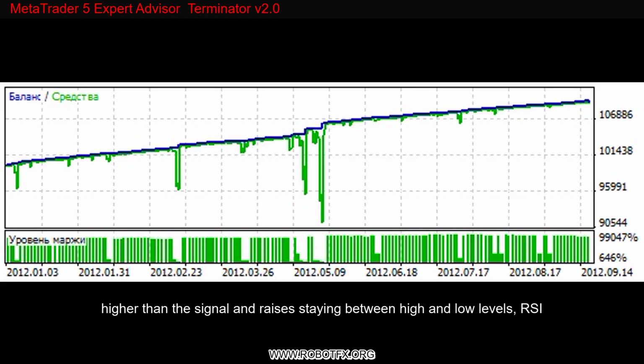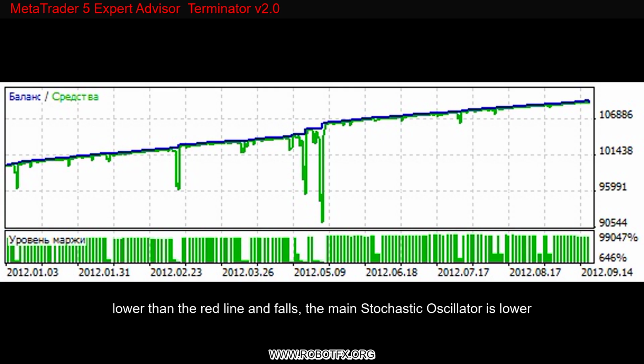and falls staying between high and low levels, and RSI falls, then a sell opens. On the I trend, RSI, stochastic, and MFI indicators, when the green line of the I trend indicator is higher than the red line and rises, the main stochastic oscillator is higher than the signal and rises staying between high and low levels, RSI rises, and MFI rises, then a buy opens.